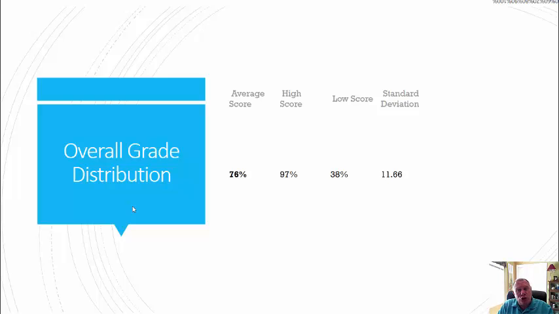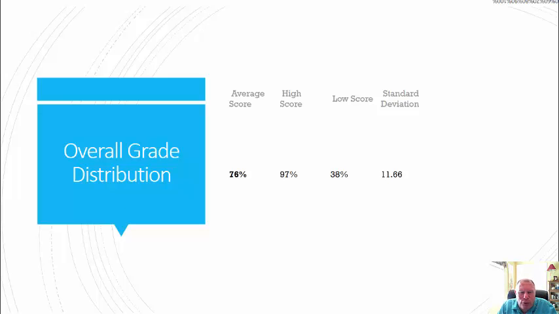Our average score was 76%, the high score was 97, the low score was 38, and the standard deviation was 11.66. So we've had a fair amount of variation within performance.